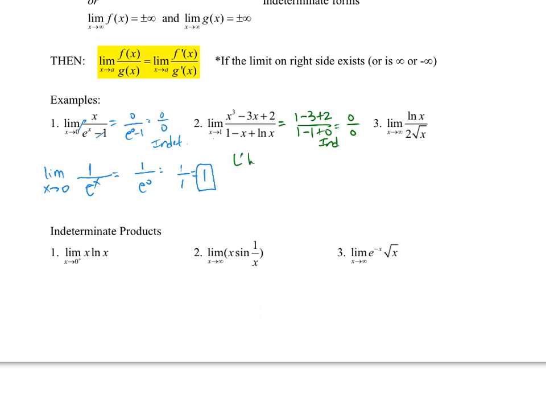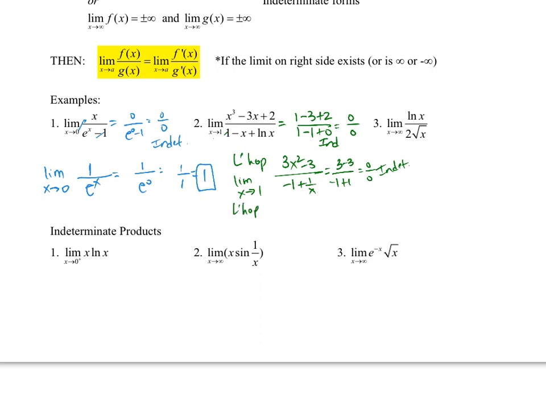So we will L-hop, and on the top, I end up with 3x squared minus 3. On the bottom, that goes away, this will be negative 1 plus 1 over x, and I want the limit as x goes to 1. So I plug these in, and I will get 3 minus 3 over negative 1 plus 1, 0 over 0. This is another indeterminate form. Guess what I do when I get a second indeterminate form? I L-hop. I just keep L-hopping until it works.